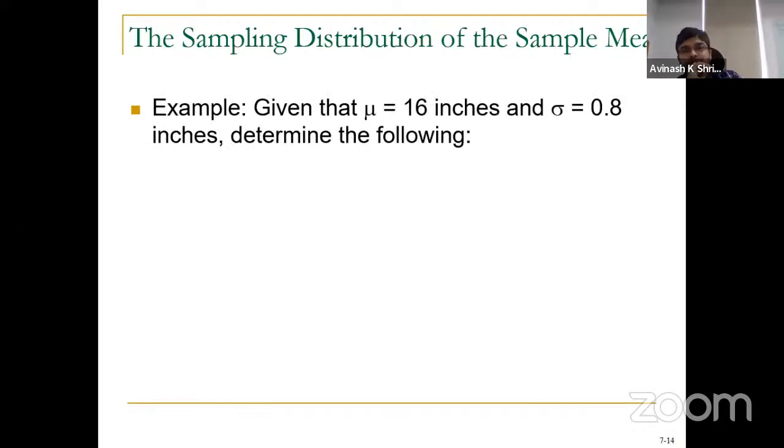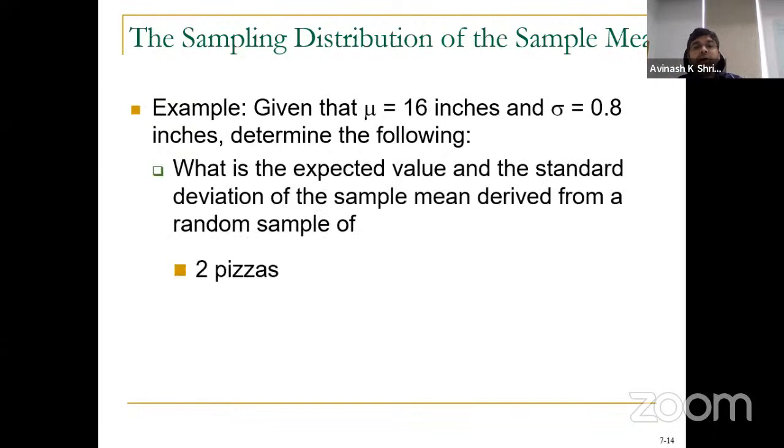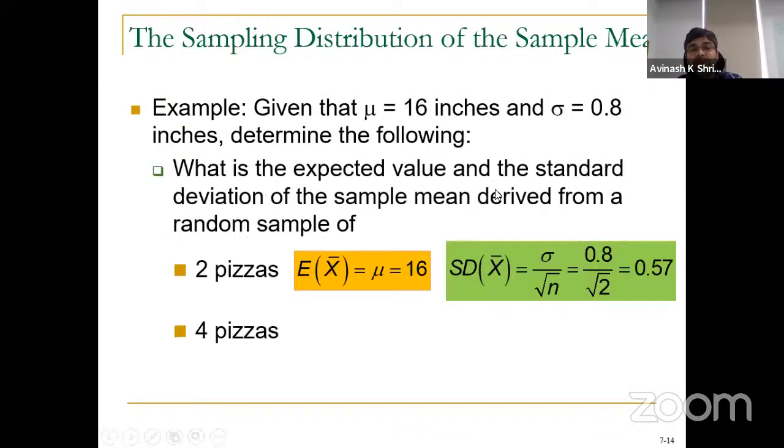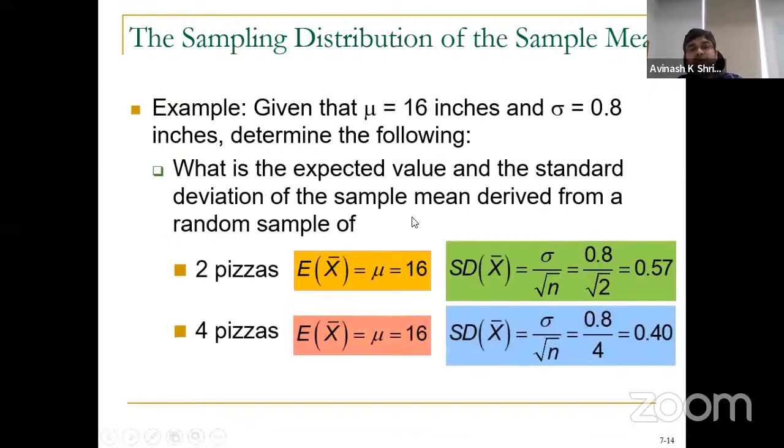So look at this example. Suppose the mu, the population mean, is 16 inches, and sigma, the population standard deviation, is 0.8. Then we have to determine the following. First part: what is the expected value and the standard deviation of the sample mean derived from a sample of 2 pizzas, and then in the case of 6 pizzas.